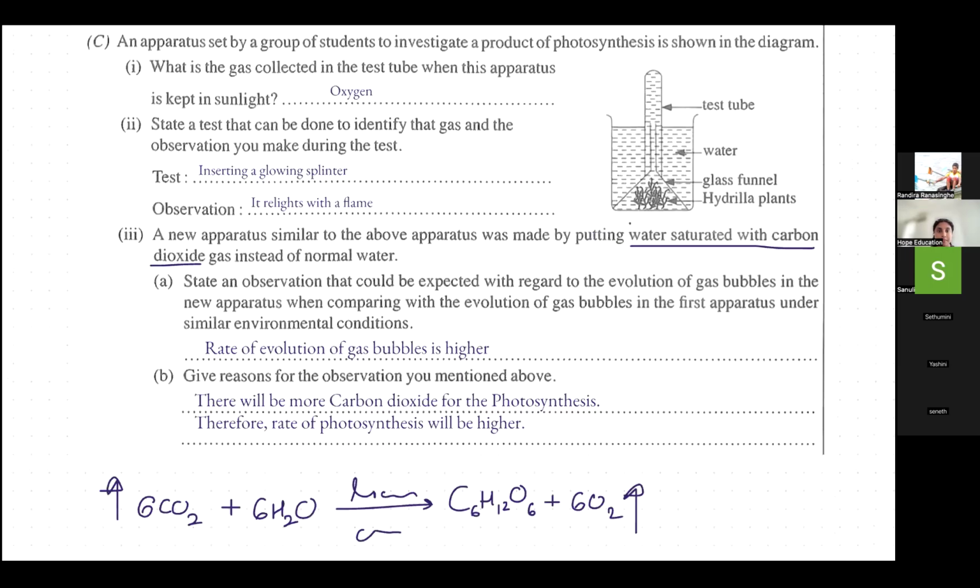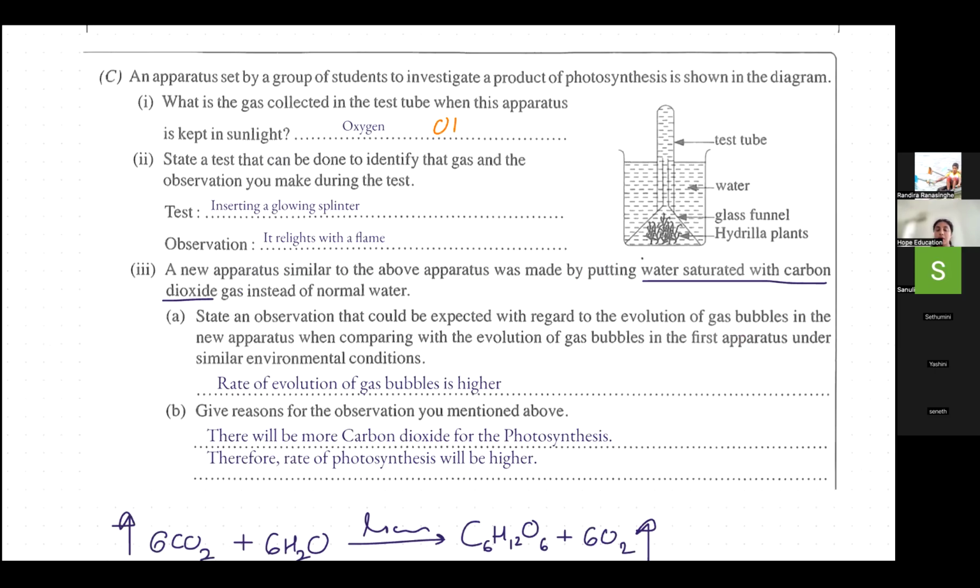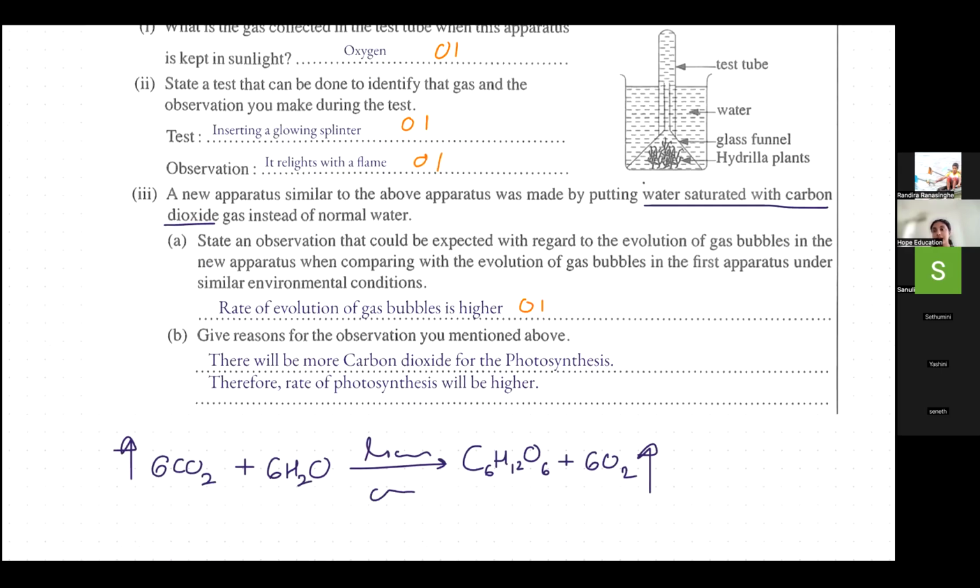Then here, writing oxygen, 1 mark. Inserting a glowing splinter, 1 mark. It relights with a flame, 1 mark. Rate of evolution of gas bubbles is higher, 1 mark. The marks are given as separate items. But when you are writing the answer, you have to say there will be more carbon dioxide, therefore the rate of photosynthesis will be higher. Those two have to be written. That is the full description. So 1, 2, 3, 4, 5. So tell me how many marks you got out of 15.